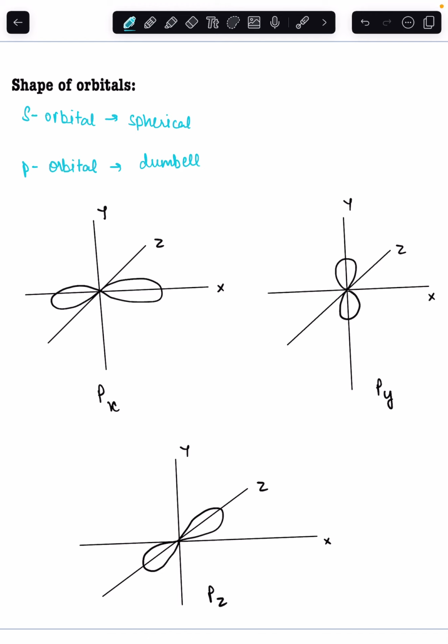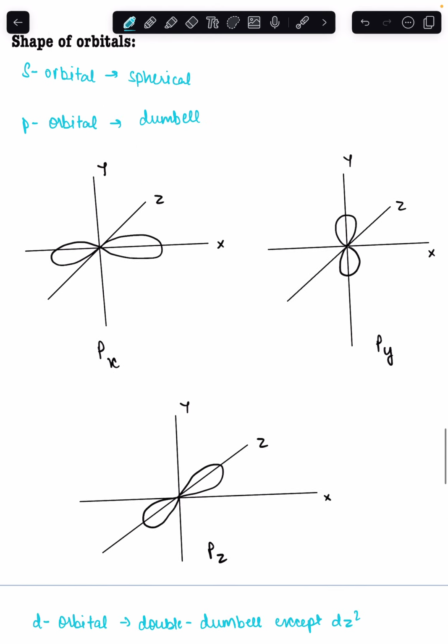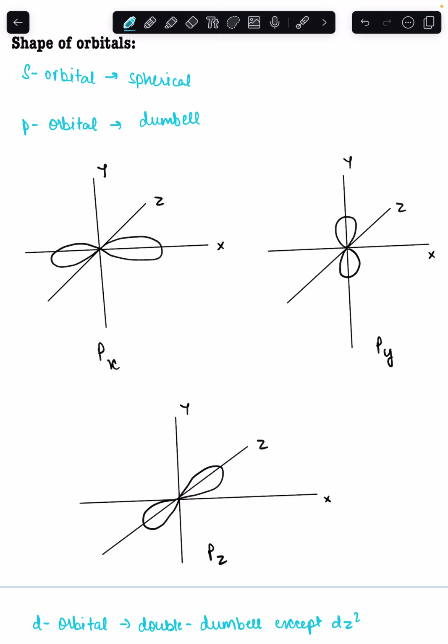Next we move on to the shape of the orbitals. For the s orbital we have the simple spherical shape. We cannot elaborate on the spherical shape, there is only one kind of spherical, right? Then in p orbital we have the dumbbell shape. For px we have the dumbbell on the x axis, for py on the y axis, and for pz on the z axis. So it's easy to understand, right?